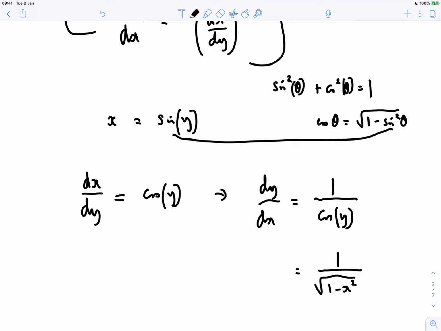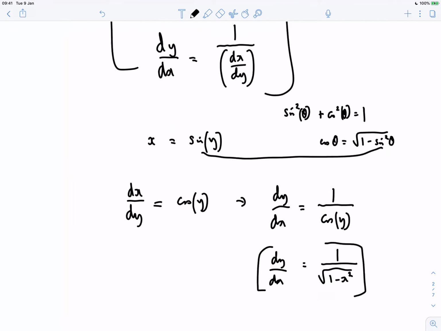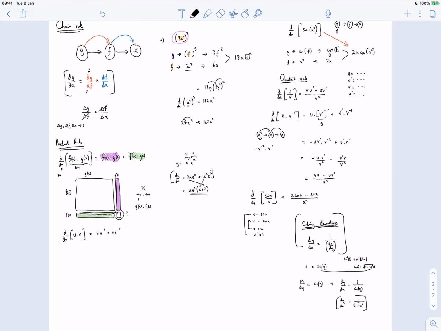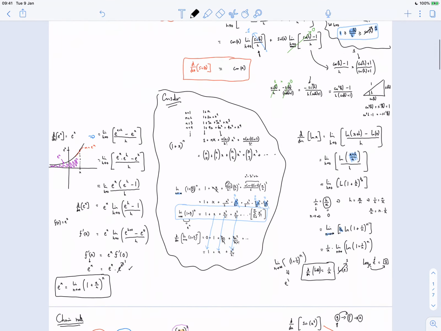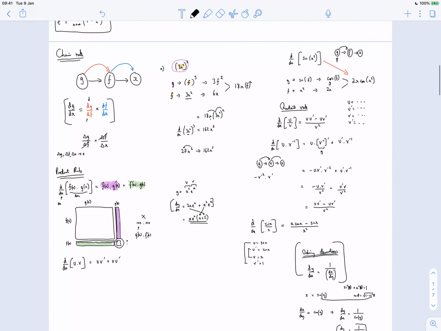So sine squared y, taking 1 take away sine squared and then square rooted, it's just going to be cos of y. So dy by dx in this case turns out to be 1 over the square root of 1 minus x squared. And yeah, that's quite a lot of differentiation under your belt. If you want to go over that and check it for yourself, that's absolutely fine.